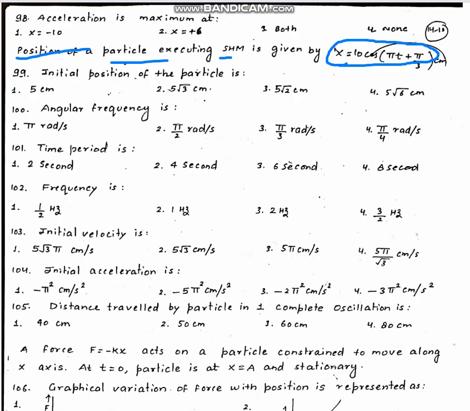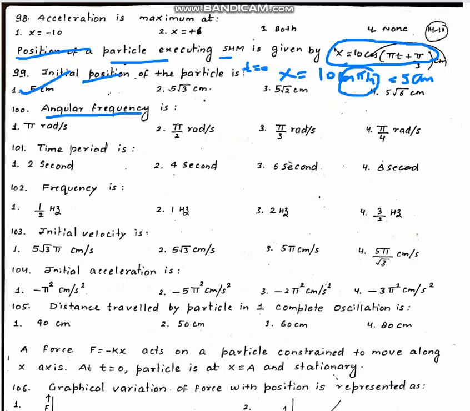So, the first question is initial position. Initial means t is equal to 0. So, if t is 0, then x is 10 cos π/3. Cos π/3 is 1/2. So this is 5 centimeters. So first will be correct.